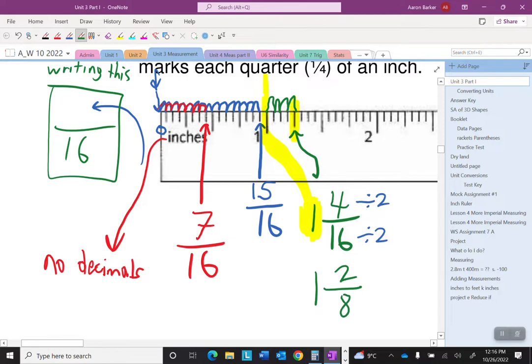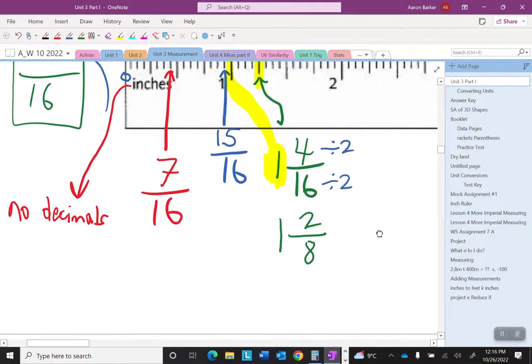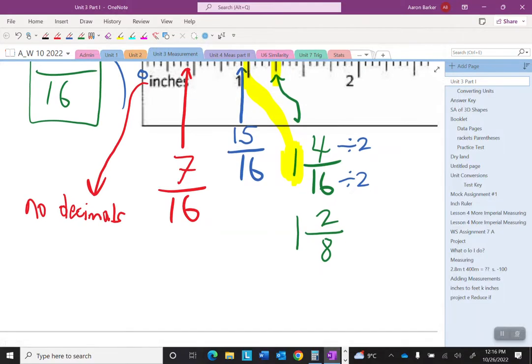Good. Am I done? No. And that's because I have 2 even numbers. So every time you have an even number, what do you need to do, Alex? By? Good. So I divide the top by 2 and divide the bottom by 2. And what's my answer? 1 and 1 over 4.